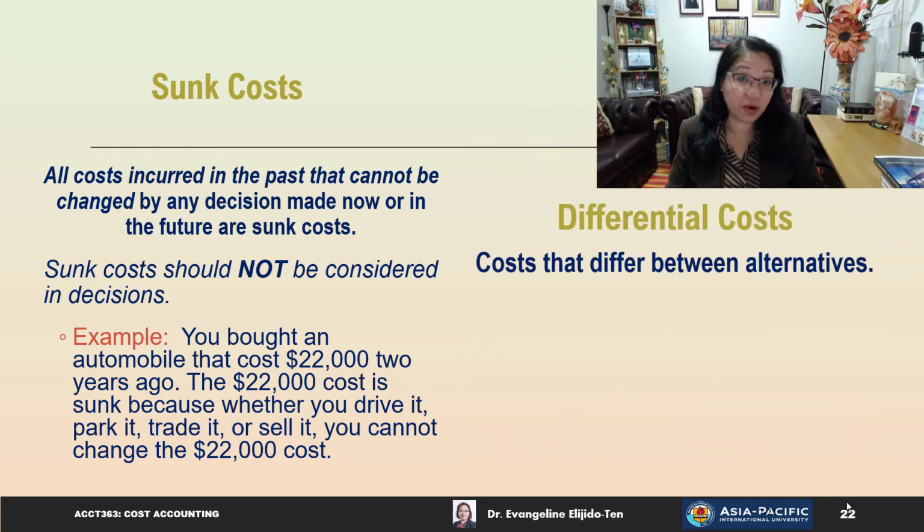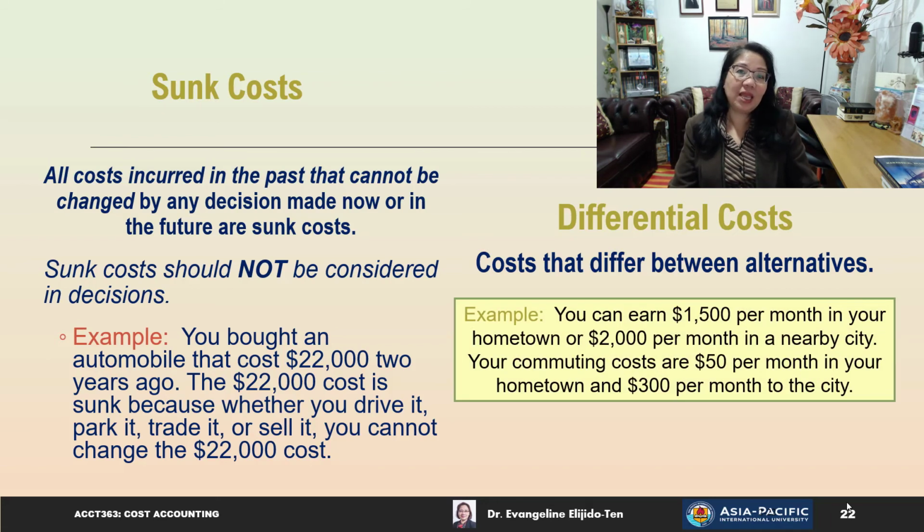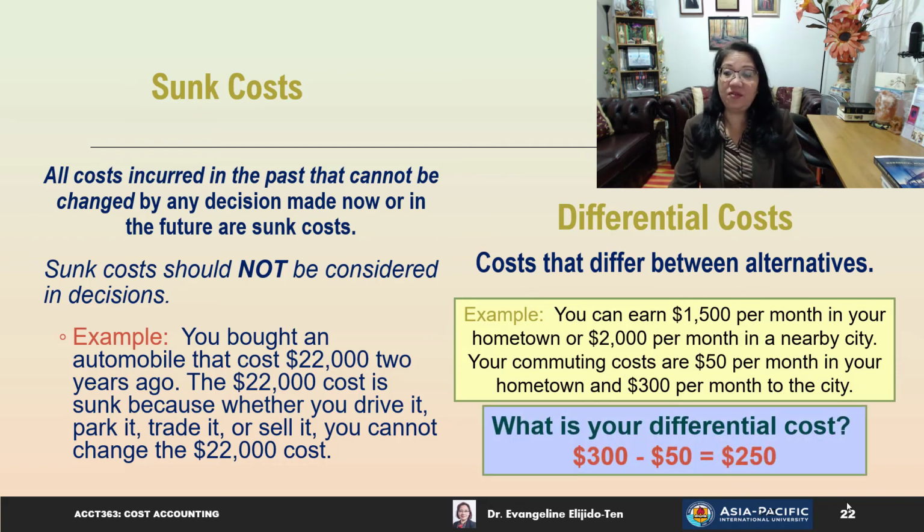Let's move on to differential costs. These are costs that differ between alternatives. That's why it's called differential costs. An example is, say, you can earn $1,500 per month in your hometown or $2,000 per month in a nearby city. Let's say that your commuting costs are $50 per month in your hometown and $300 per month if you work in the nearby city. So what is your differential cost?